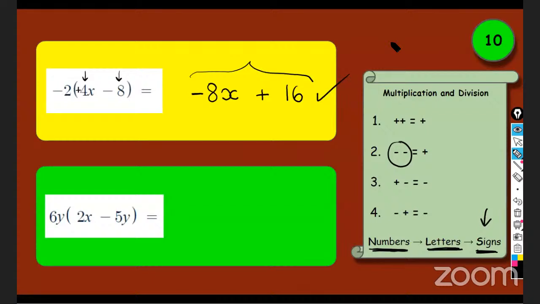Try the green one for me. Use the same concept. Everybody inside the brackets gets multiplied by who's waiting outside. Okay? And of course, send the answer on the chat.